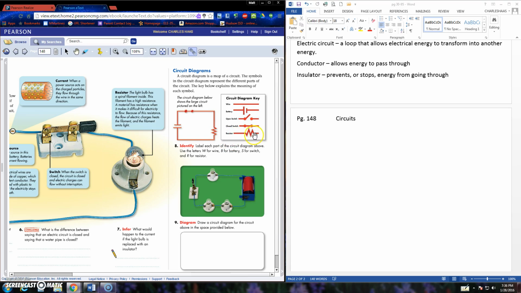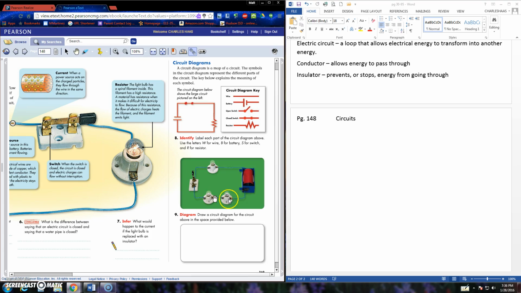And right here, this is a resistor. So this could be a light bulb, or it could be a buzzer, maybe it could be a bell, maybe it could be something that generates heat energy from the electrical. So it's just something that slows down, transforms electrical energy into another form of energy.